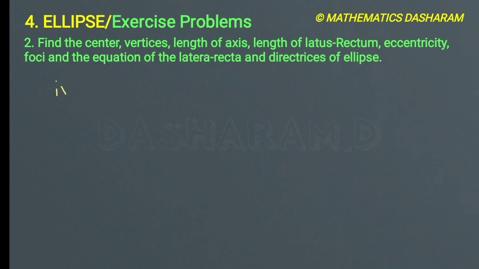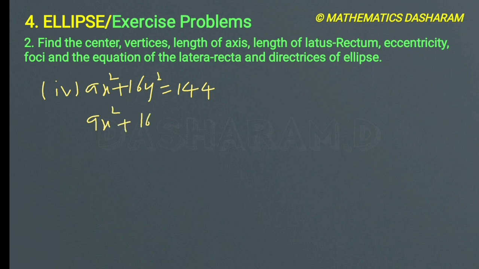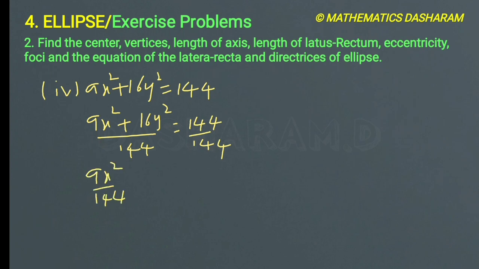Next, the fourth question is 9x square plus 16y square equals 144. Let's convert into standard form. So divide LHS and RHS by 144. Next, split into two fractions, 9x square by 144 plus 16y square by 144, and 144 by 144 is 1. 9 ones are 9, remainder 5. Next digit is 4. 9 6s are 54.